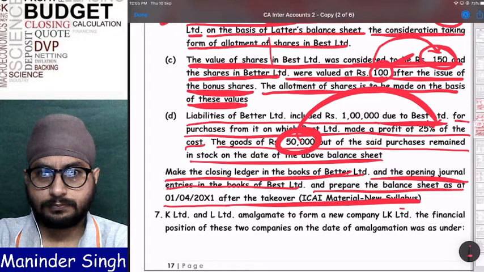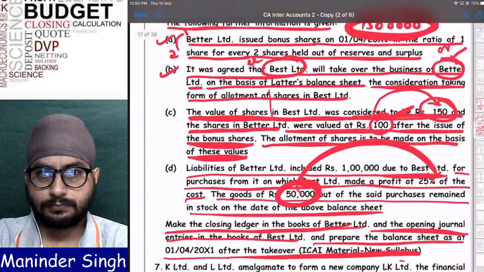So we have to close the ledger accounts in the books of Better. Open the journal entries in the books of Best. Prepare the journal entries and the balance sheet in the books of Best. So first what we have to do? First we have to prepare ledger accounts, right?